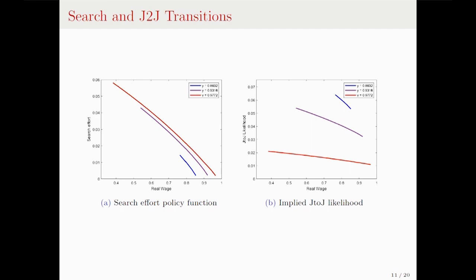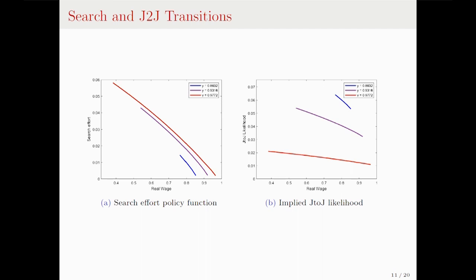What these are is our search policy and job-to-job transition policies for workers at different firm types and different real wages. Okay, so in the red, we have our most productive firm. Search effort is higher at more productive firms because those firms have a greater ability to match outside offers. The range of real wages here is different across these three firms because different firms, based on their productivity, are able to support different levels of real wages.